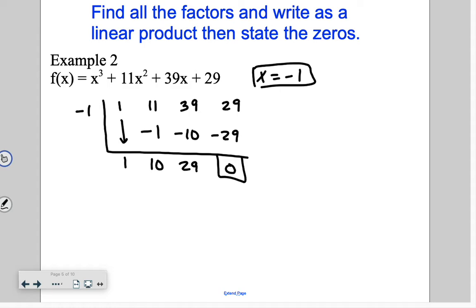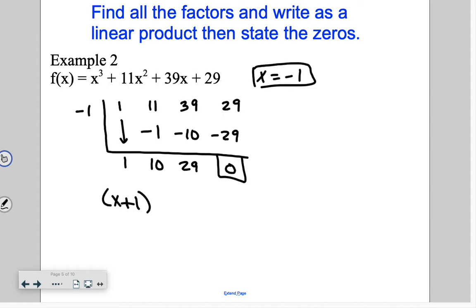So now, here's where we can put this together. Remember, synthetic division is a form of factoring. What are my factors? Since -1 was a 0, that means x plus 1 was the first factor. What's my second factor? It's right here, right below. That's one of the reasons for the synthetic division.